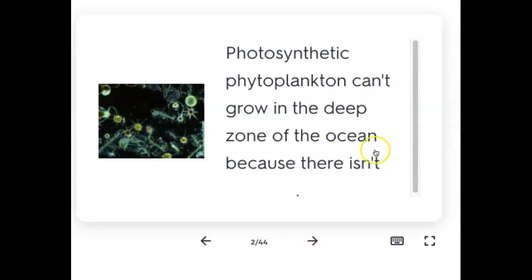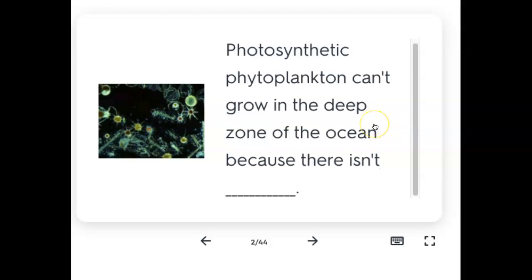Photosynthetic plankton can't grow in the deep zone of the ocean. The deep zone is at the very bottom of the ocean where it's pitch black, and photosynthetic plankton are going to require sunlight. The reason phytoplankton can't grow in the deep zone is because they don't have access to sunlight. So you're not going to find those phytoplankton in the deep zone because of that.